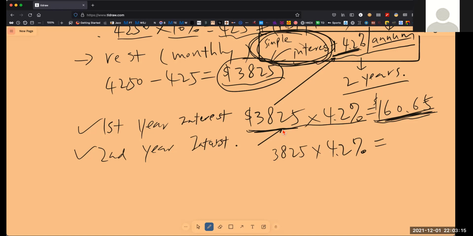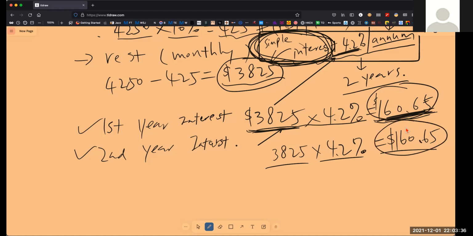Unless we are talking about compound. If we are talking about compound, you add the first year to the original. But here we are talking about simple. Simple means you don't add. So you start with the same thing and then times the 4.2%. So you are going to get the same interest for the second year. So after 2 years, the first year is this, the second year is this. Can you find out what's the total interest then?